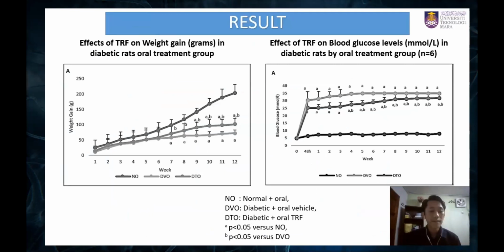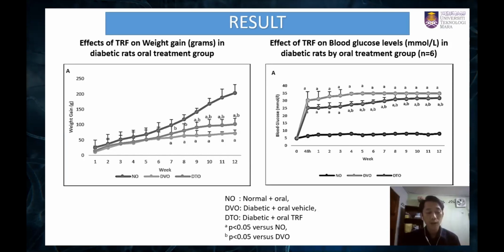In this graph, normal rat showed a constant increase in every weeks of treatment period, but diabetic showed slow weight gain. Interestingly, TRF revealed a significant increment of weight gain from week 9 until week 12, which could be due to improvement on body metabolic activities.